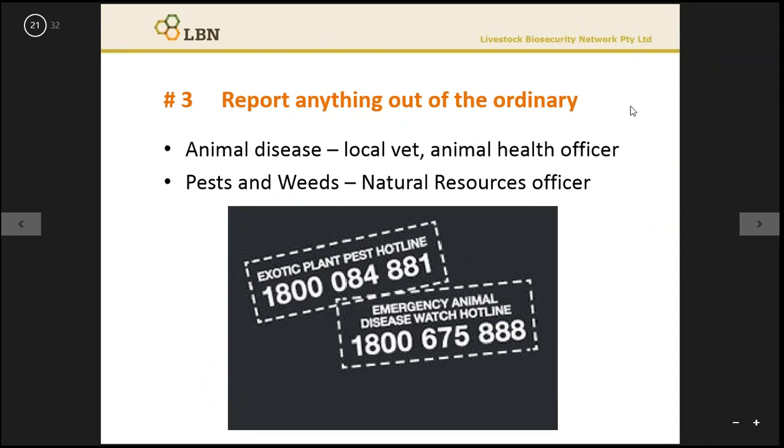Thirdly, it's really important to report anything out of the ordinary. The time to detection of an outbreak is you noticing a problem and the time it takes to report that problem. It's a key step between a small and a large outbreak. It's not only for livestock disease, but also something highly weedy. The sooner you can detect it and report it to someone who can help you, the better.